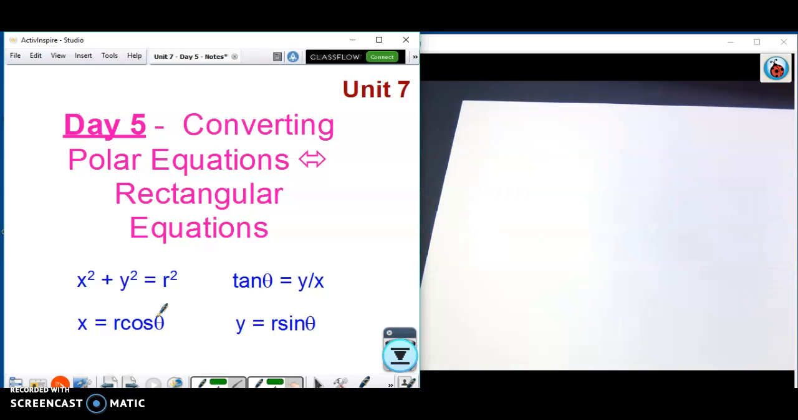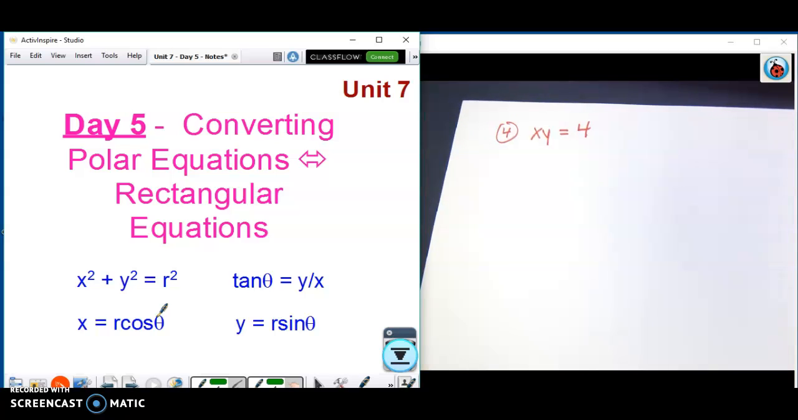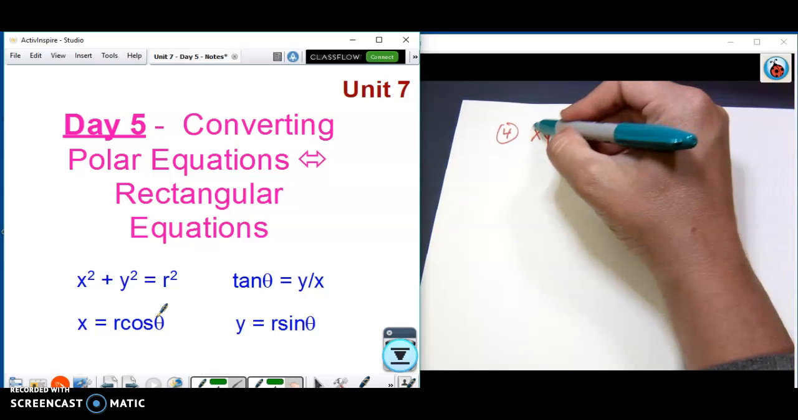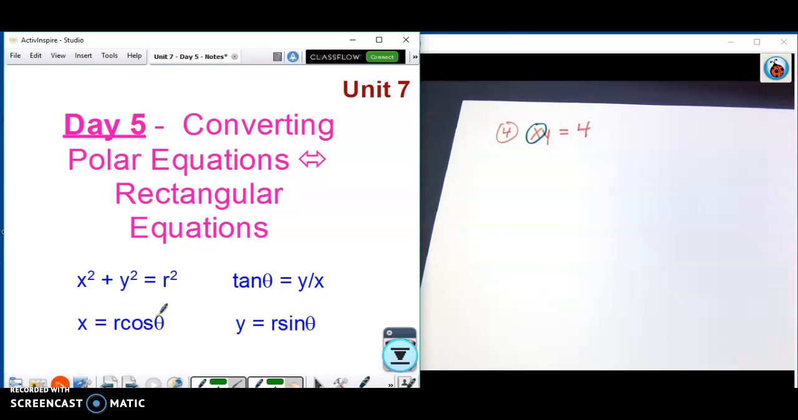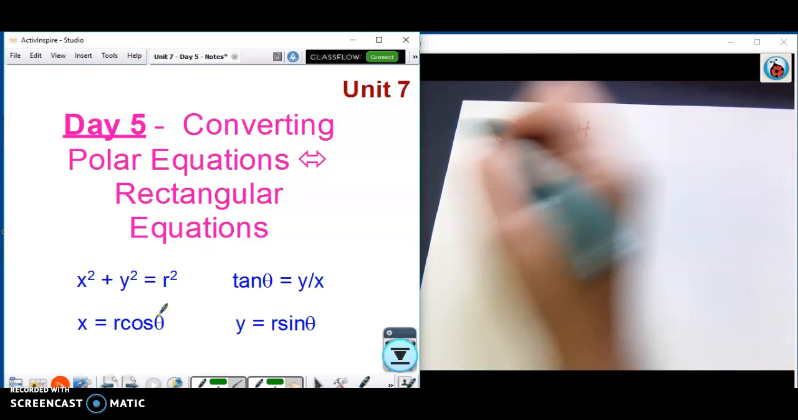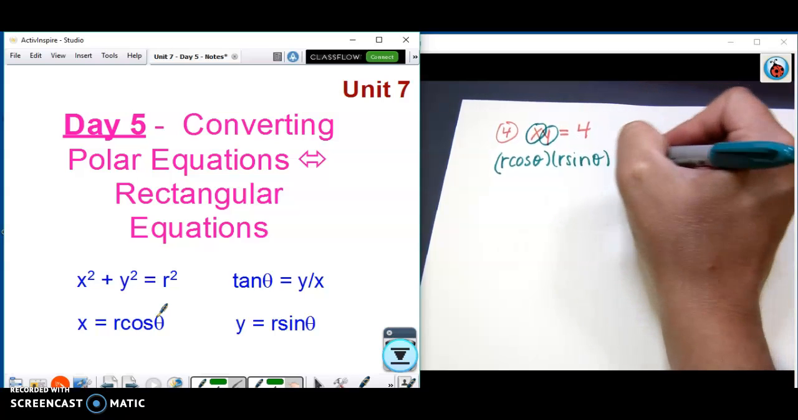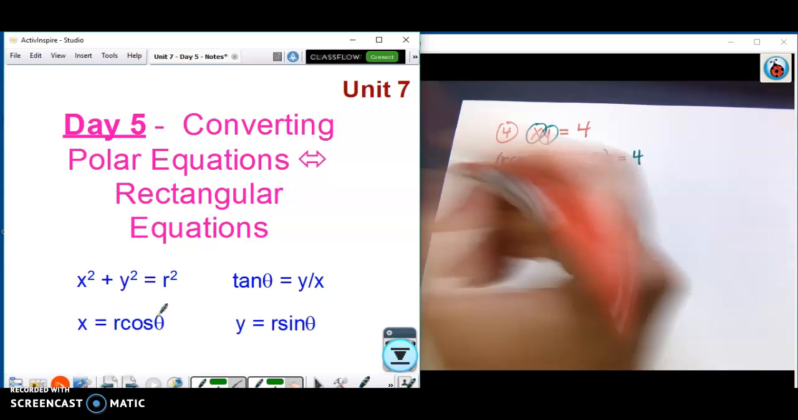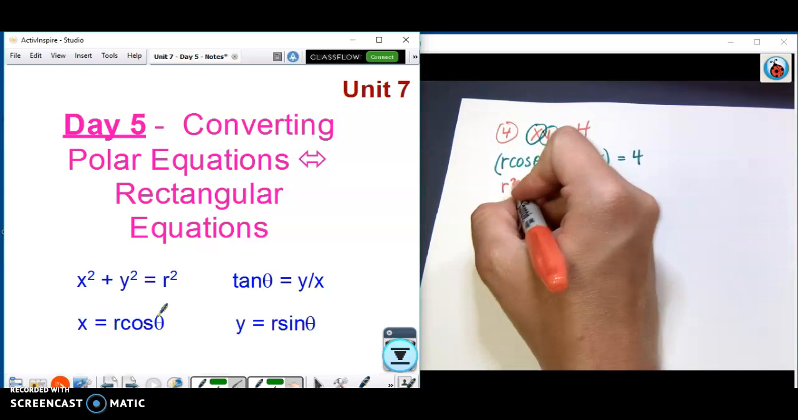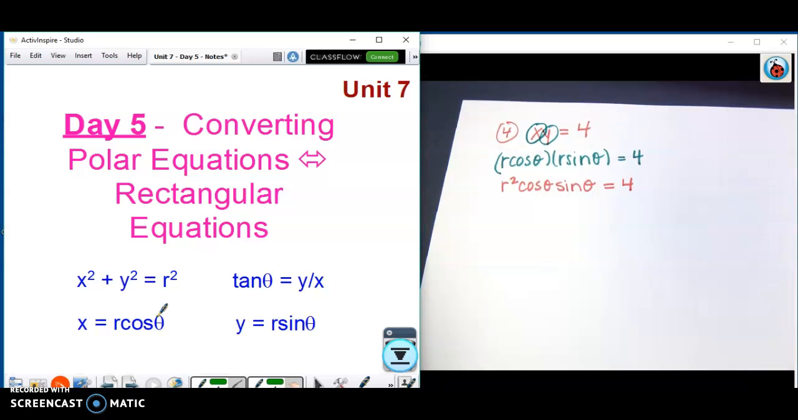And our last problem. Okay, same kind of thing to start out with. That's why I like going from rectangular to polar, because you follow the same steps every single time, whereas going from polar to rectangular, you have to kind of switch it up sometimes. So, replacing x with our r cosine theta, replacing y with our r sine theta, and equal to 4. So these are multiplied together, so this is technically r squared cosine theta sine theta is equal to 4.